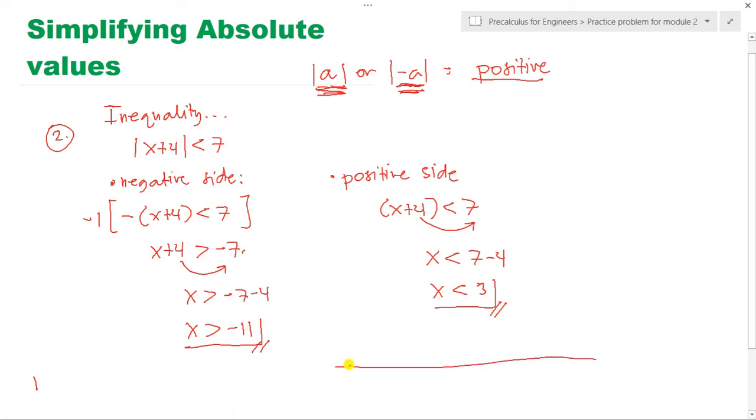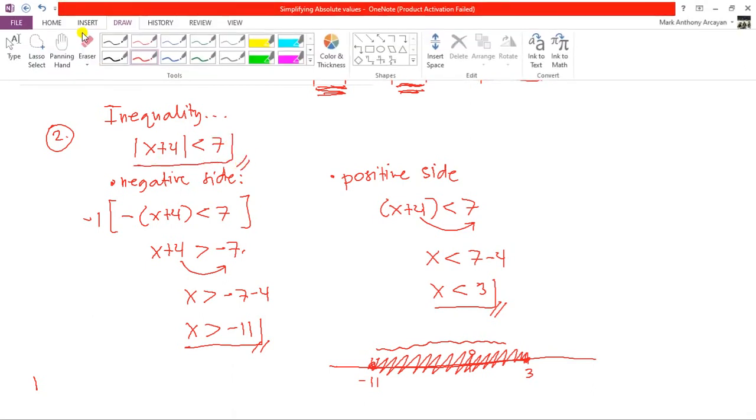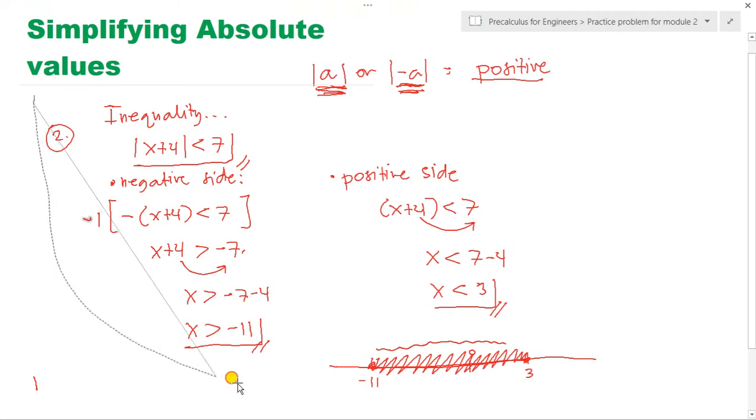And if we're going to plot that one class in our number line, so we have here negative 11. So dito negative 11. And then we also have 3 here. Sabi nito x is greater than negative 11. So itong value is negative 11. But sabi din dito x should be less than 3. So less than 3. So therefore, yung in between pala sa negative 11 and positive 3, yun yung ating values ng ating x para sa absolute expression na ito. So yun lang class for inequality. Just remember that one.